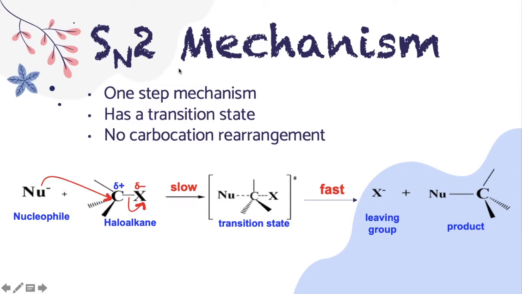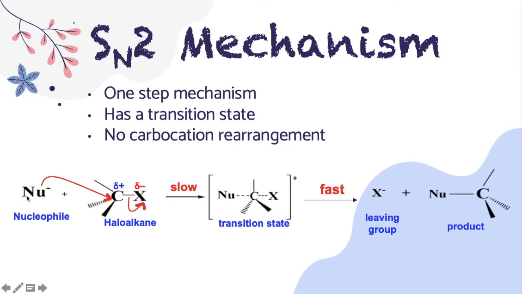The SN2 mechanism is only a one-step mechanism. It has a transition state, and no carbocation rearrangement, because there is no carbocation formation step; it's only a one-step mechanism. Bond breaking and bond forming occur at the same time. So there will be no carbocation formation first and then nucleophilic attack at the carbocation. If no carbocation formation, no carbocation rearrangement.